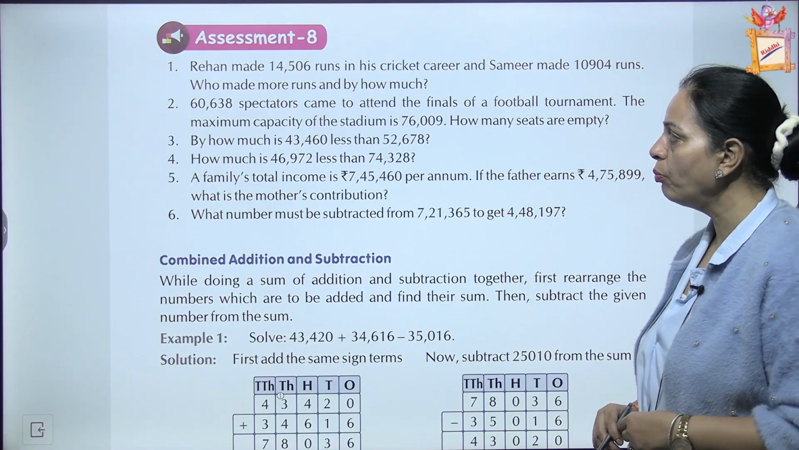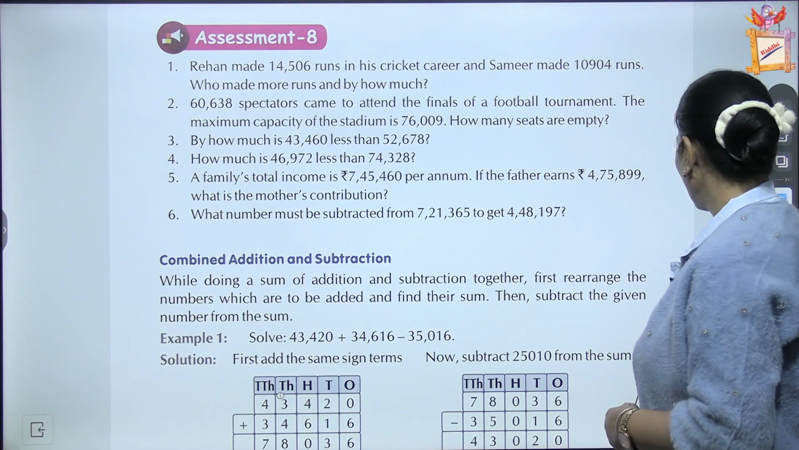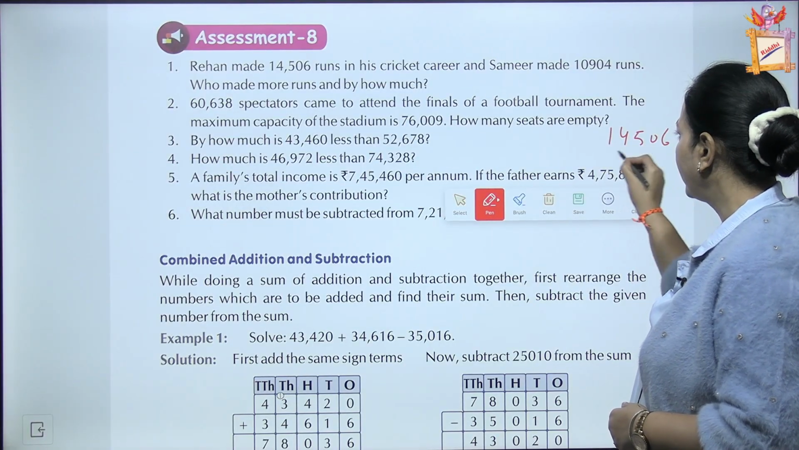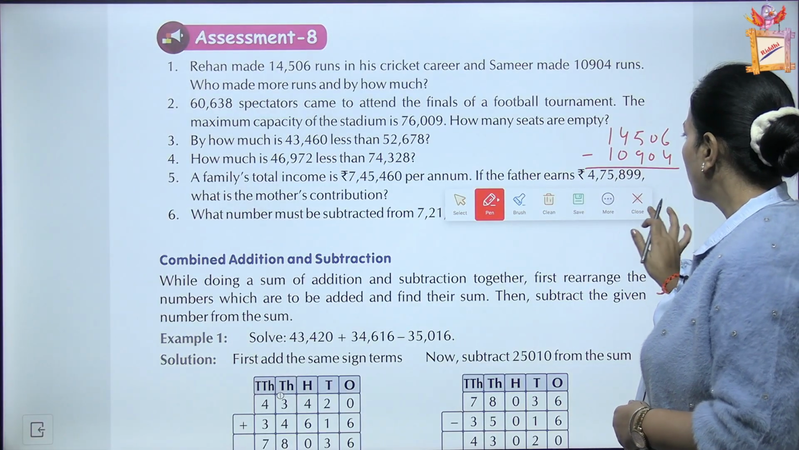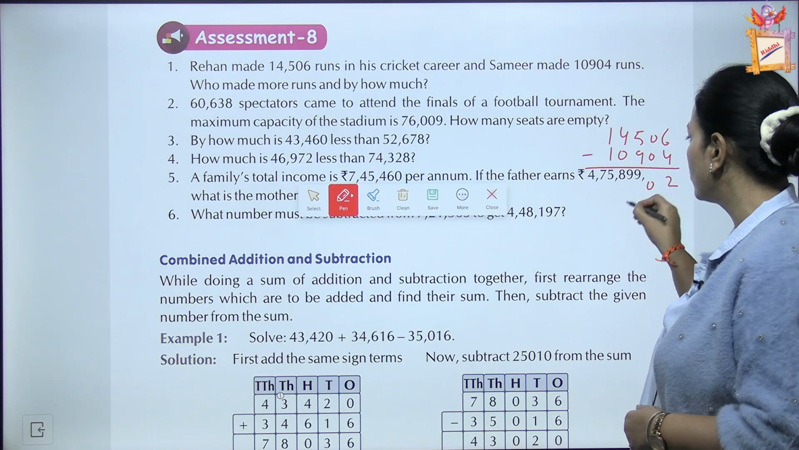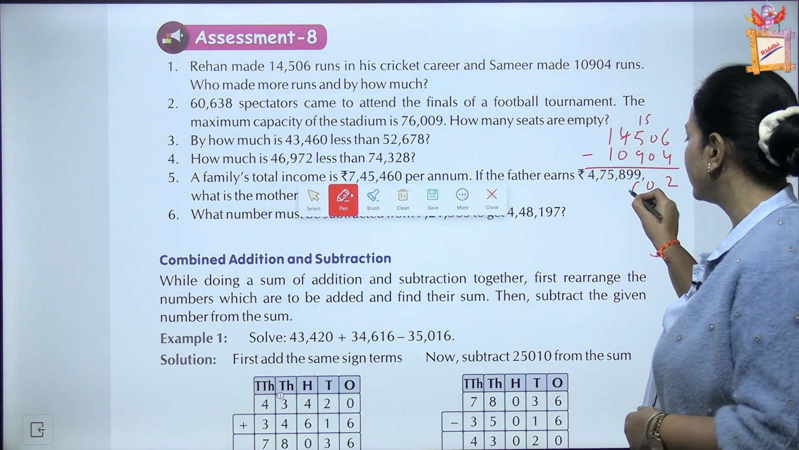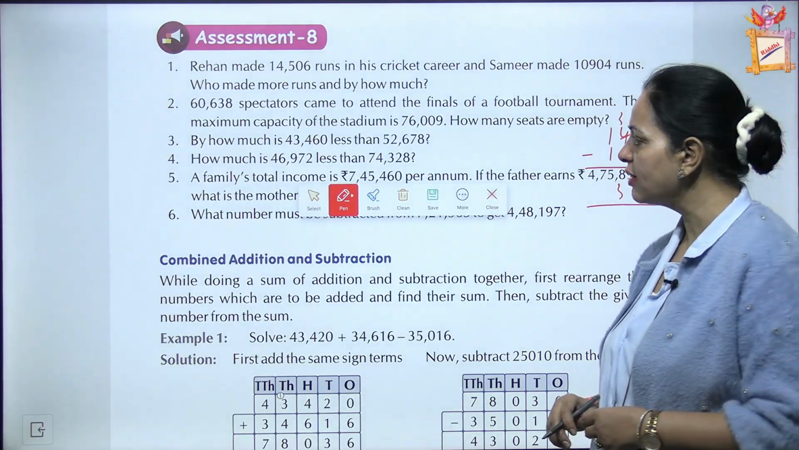Now assessment 8. Like the first one, Rehan made 14,506 runs in his cricket career and Sameer made 10,904 runs. So who made more and by how much? तो हम क्या करेंगे, दोनों को माइनस कर देंगे. You have to write the statements and then subtract it. So very simple. So first subtract ones digit. 6 minus 4, 2, 0 minus 0, 0. 5 minus 9 not possible. 15 minus 9, 6. 3 minus 0, 3. So this is the answer.